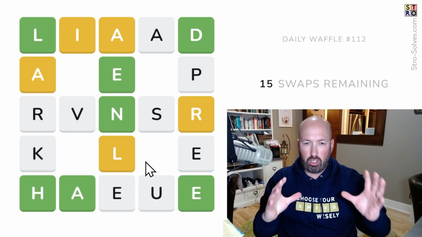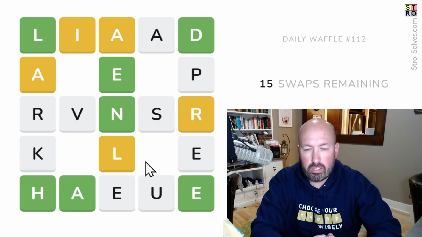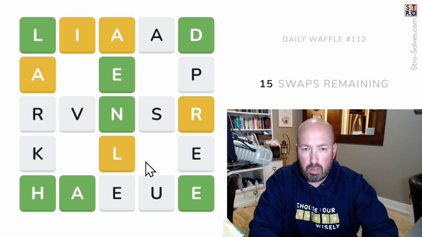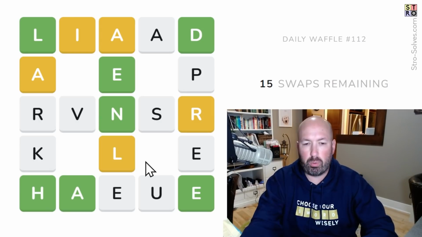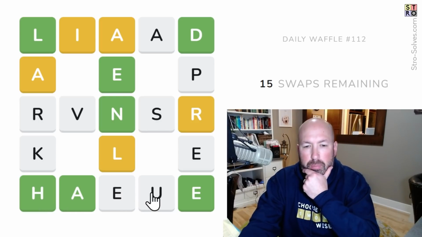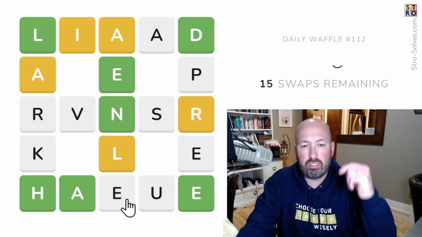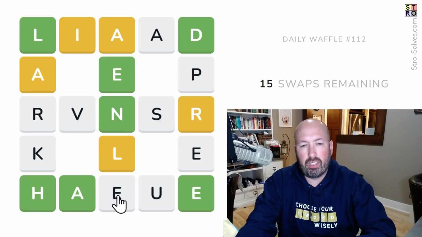I like to kind of look at it and think about what words I think these are and come up with a strategy before I just start swapping words. So we have HA blank blank E here, which is interesting. This could be, what could that be? Hasp, maybe? I think that might be a word.